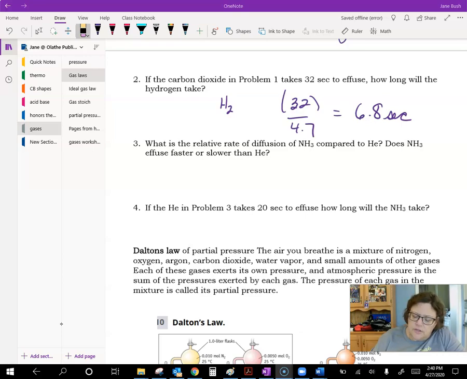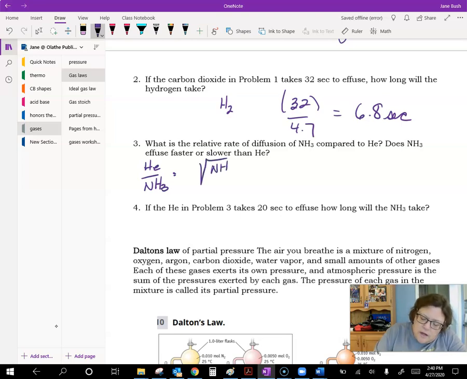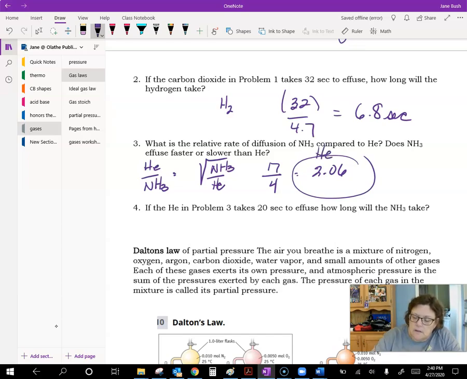Next question. What is the relative rate of diffusion of ammonia compared to helium? Does ammonia effuse faster or slower? Well, we need to know the molar masses. If we're going to compare helium to ammonia, ammonia we'll put on top over helium. The molar mass of ammonia is 17, helium is 4. 17 divided by 4 is 4.25. The square root of 4.25 is 2.06. So helium should effuse 2.06 times faster than ammonia. That's the relative rate.